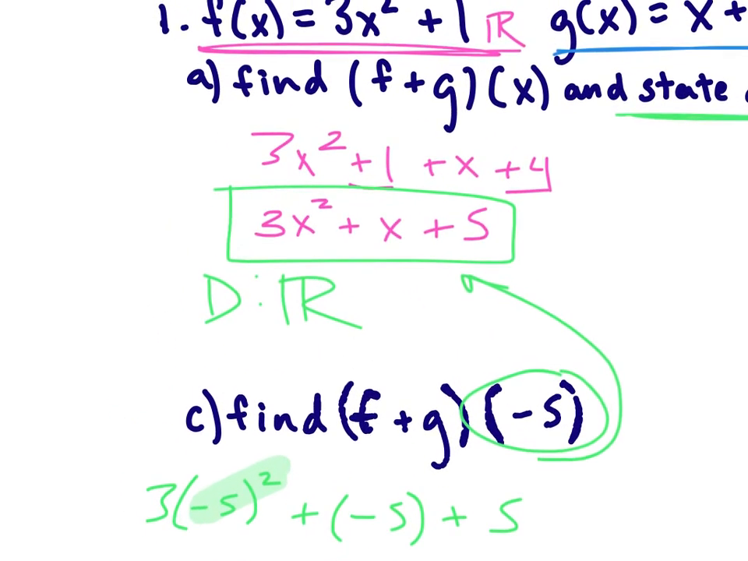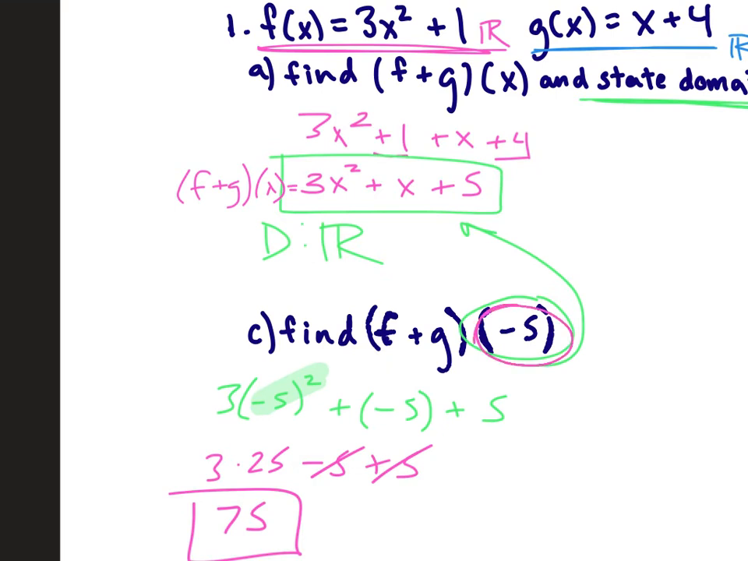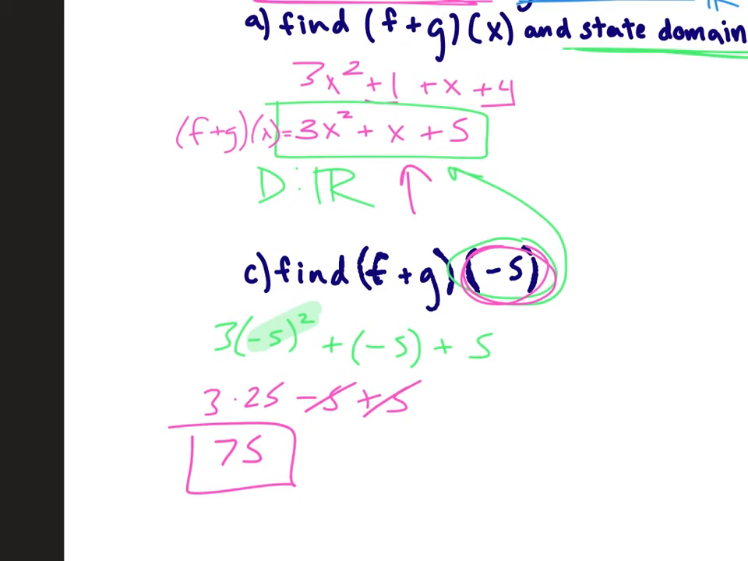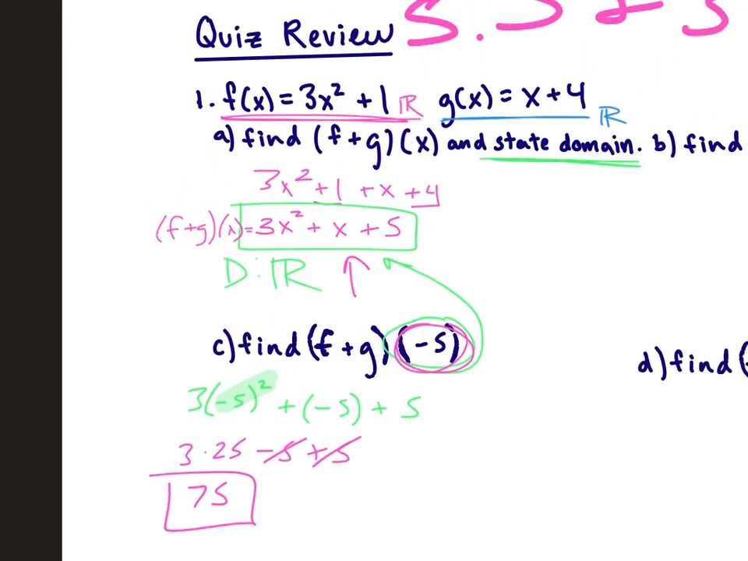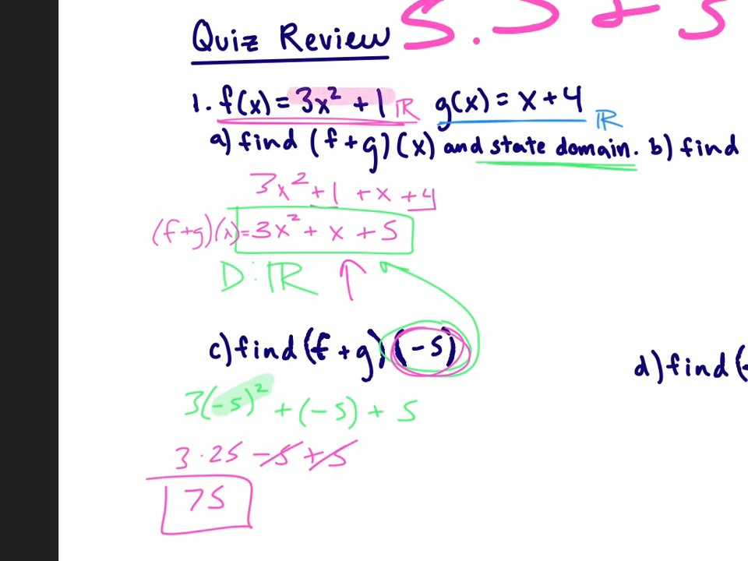Yep, so this is our f plus g of x. So all we're doing is taking -5 and plugging it into our x's here. Okay. Yeah, you plug it in. I mean, you could plug it in before if you wanted to plug it into this and then add it to this one. You'd get the same answer.